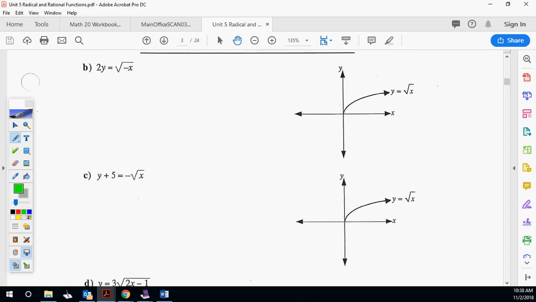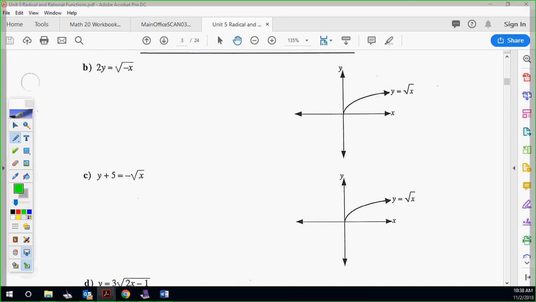Okay, so first one, again, it's nice to have y by itself. I think just for b and c, real quick, I'm going to get y by itself. So this one's going to be y equals 1/2 root negative x. Do we see that? Divide the 2 over. Okay. And then c is going to be y equals negative root x minus 5.